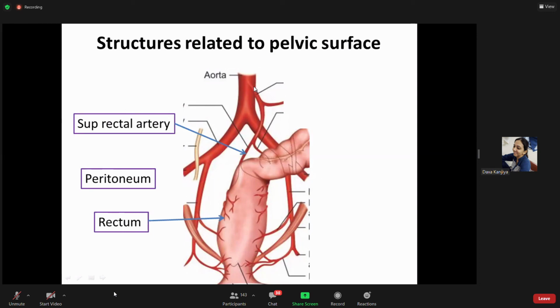And it comes from what? Which is this artery? Can you name this artery? Coming from the abdominal aorta.